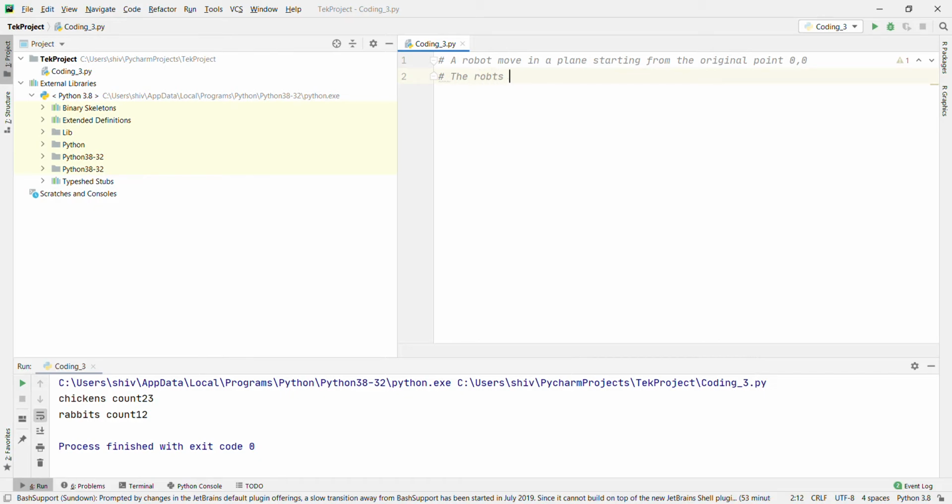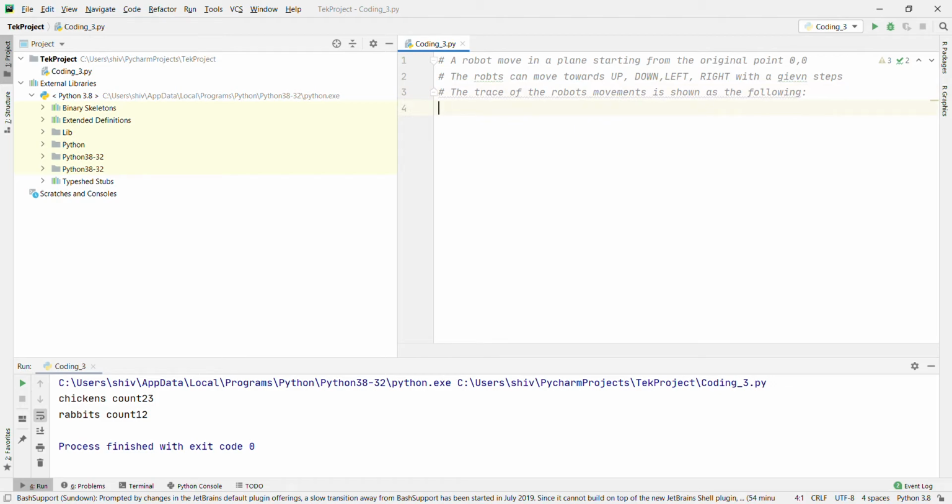The robot can move towards up, down, left, right with given steps. What we are going to do: the trace of the robot's movement is shown in the following way.